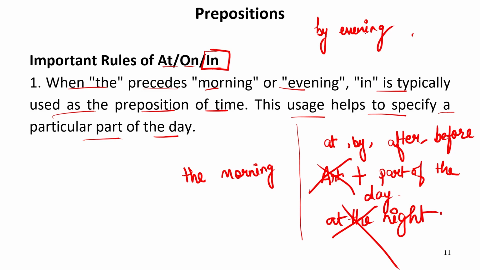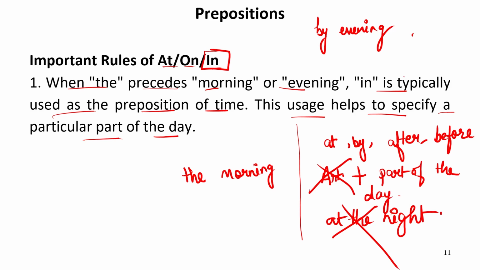So this is correct. But if I say I'll call you by the evening, that will be incorrect. If I say I'll see you after 9, it is fine. If I say I'll see you after the evening, that will be incorrect. If I say I'll see you after evening, I'll see you after afternoon, that is fine. Or if I say I'll see you after morning, so that is correct. But if I say after the morning, that will be incorrect.